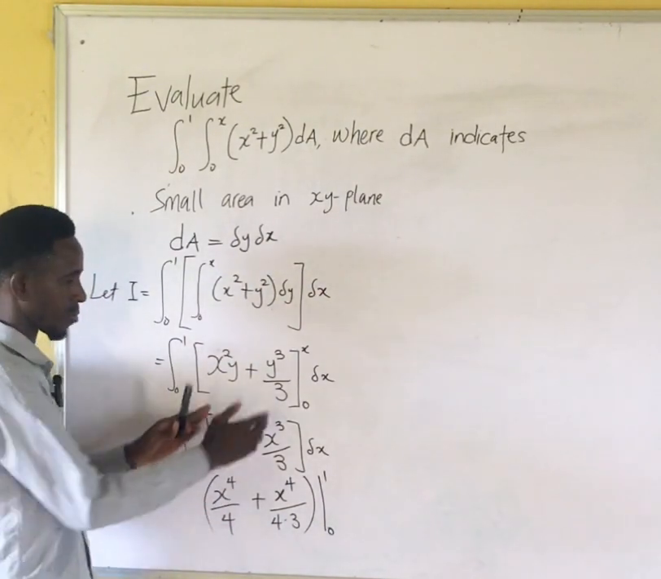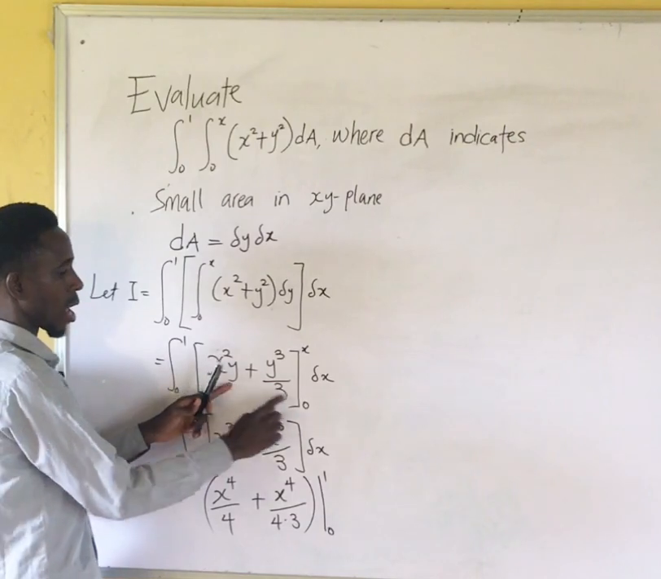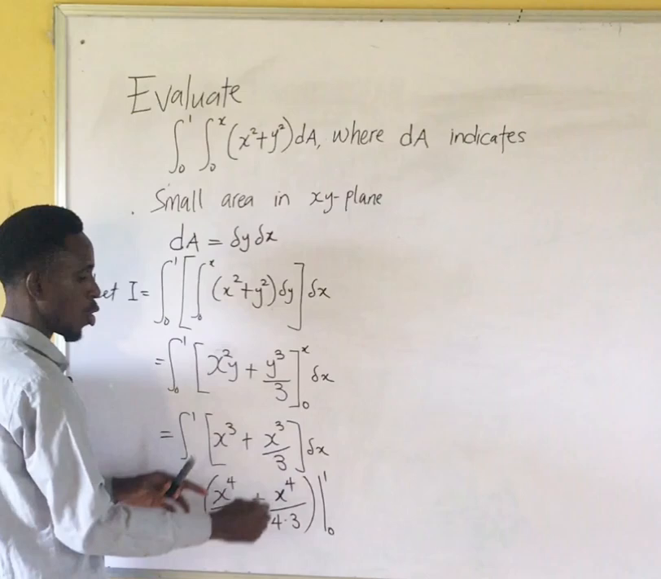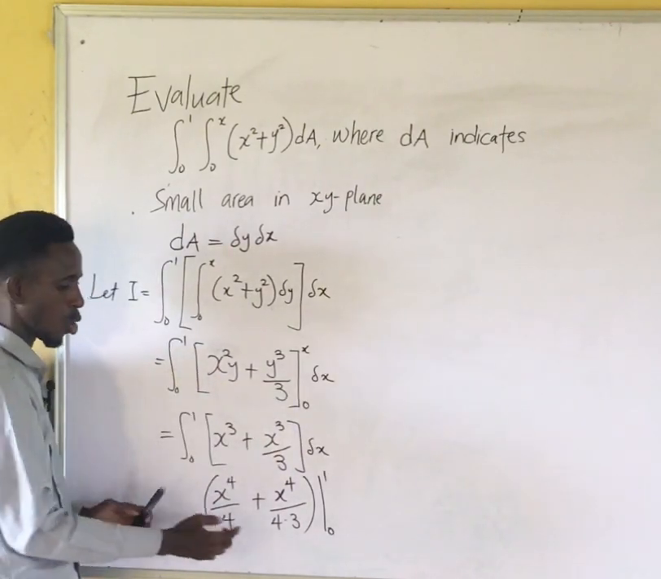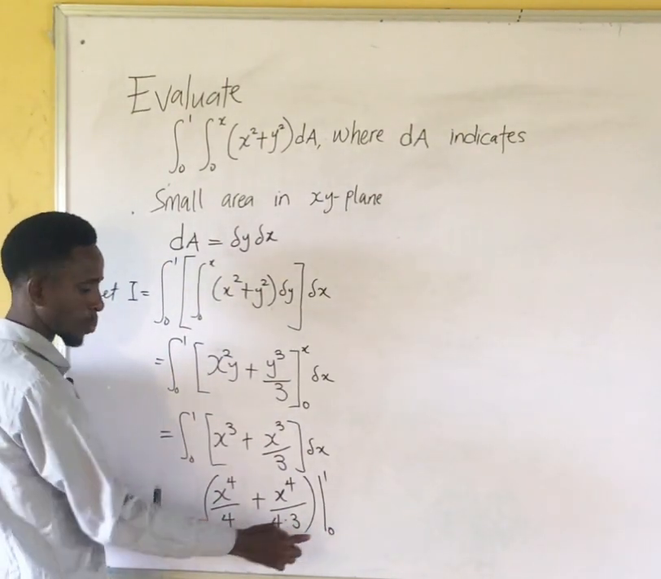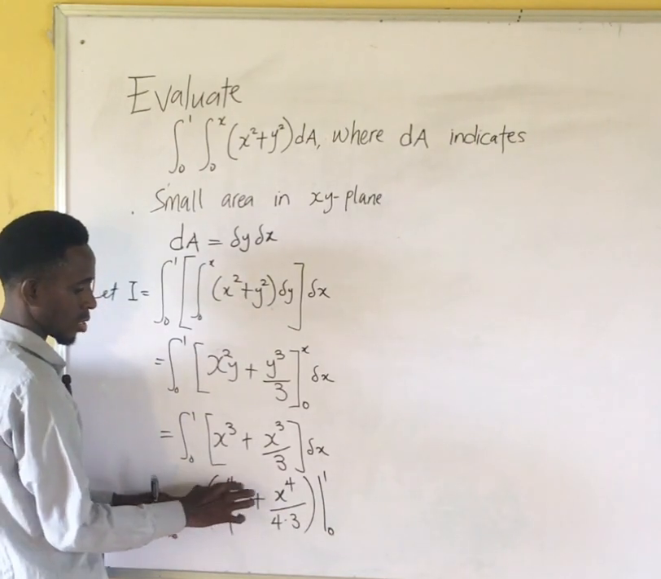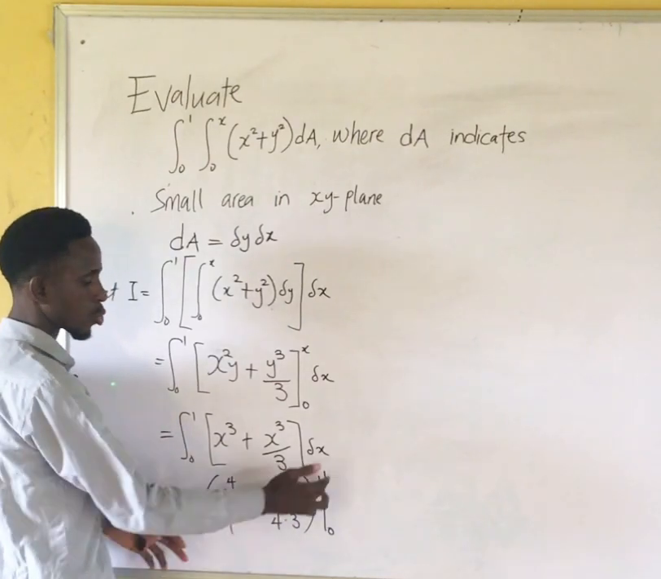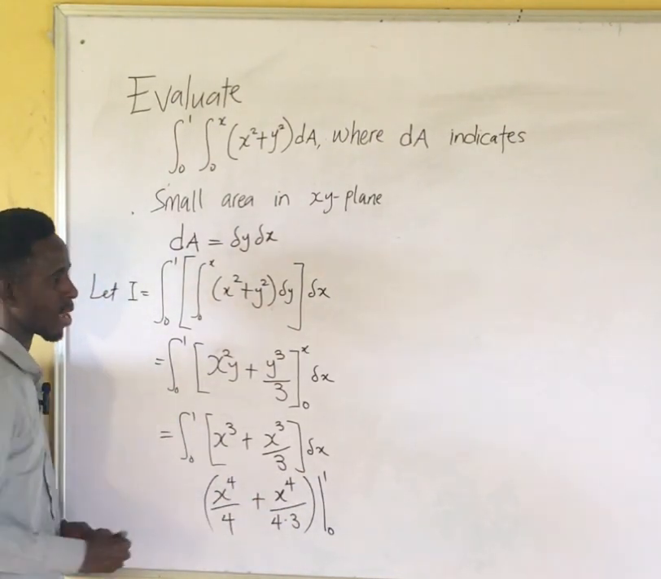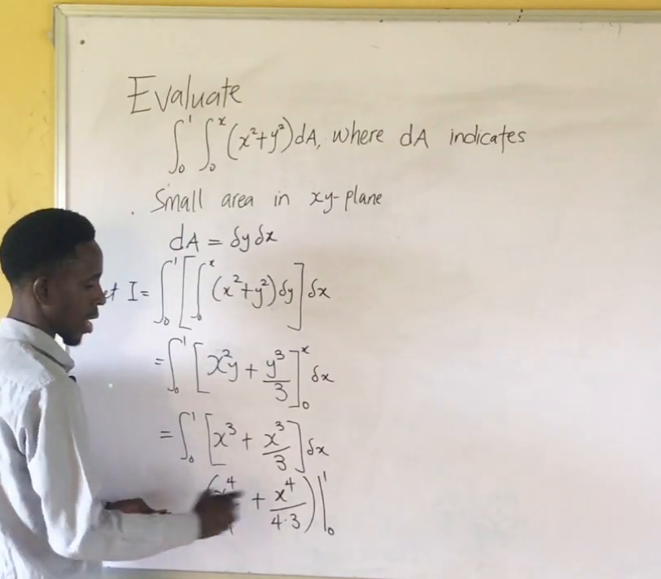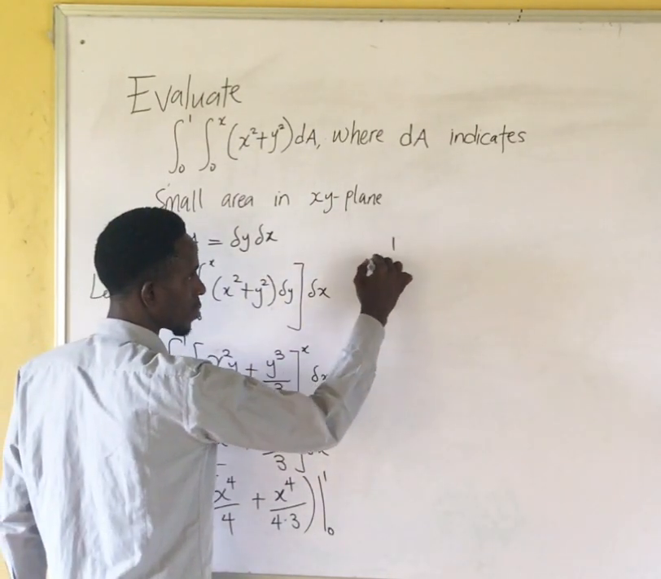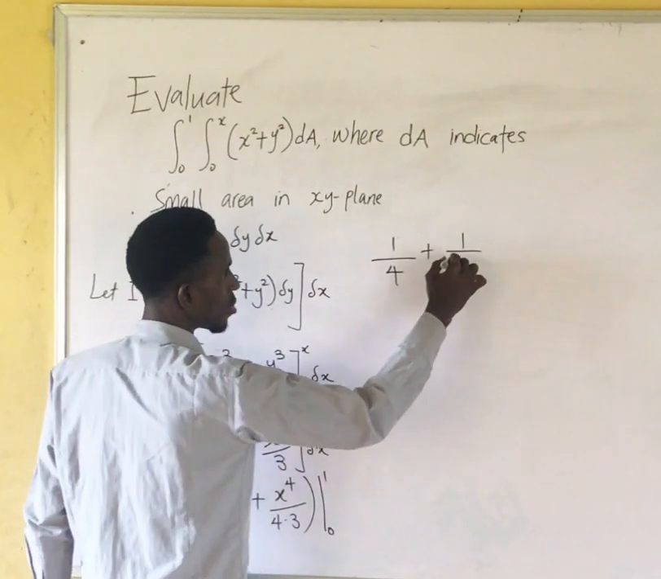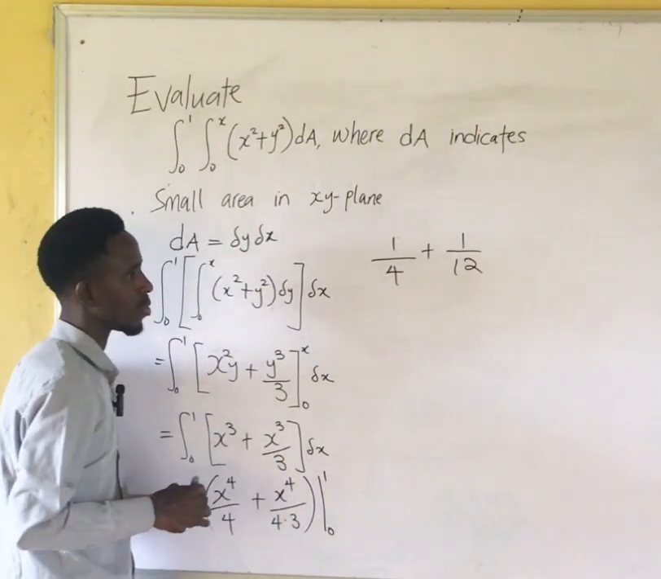Now, like we did at first, wherever I see x, I'll put 1, and for the lower limit I'll put 0. When we put 0, everything becomes 0. If I put the interval 0 here, this is 0 over 4, which is 0. If I put 0 here, it is 0 over 12, which is still 0. So it is only the interval 1 that is going to be valid here. I'm going to have 1 over 4 plus 1 over 12.